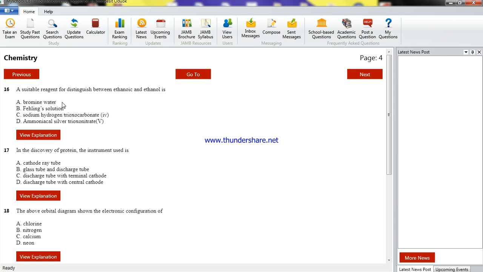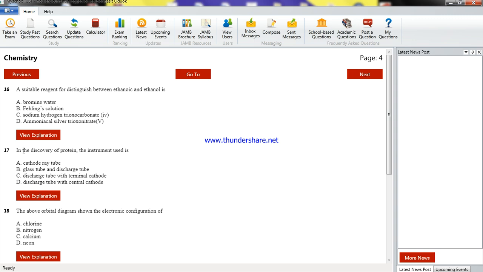Bromine water is used to test for unsaturation. That's decolorization of bromine water by double bond and triple bond compounds. Then Fehling's solution. Fehling's solution is used for the reducing sugar test.